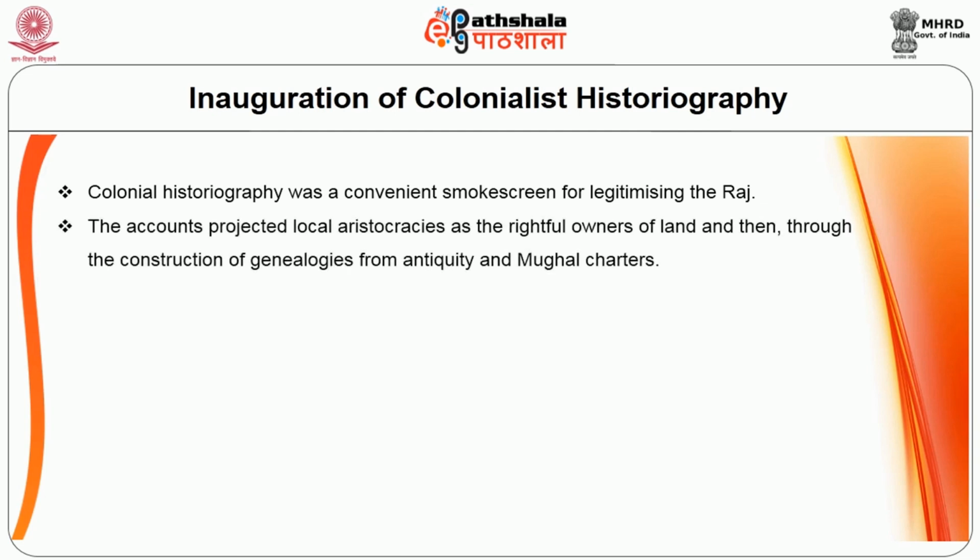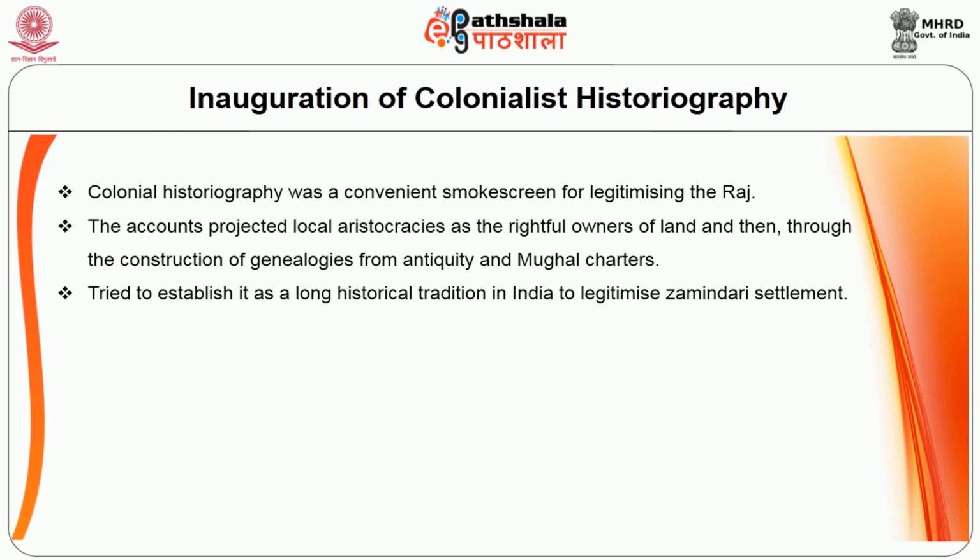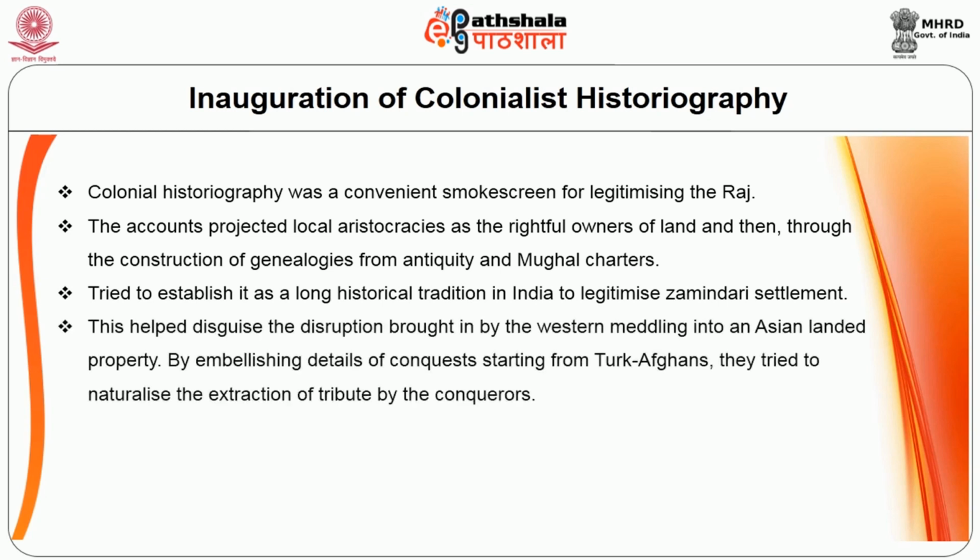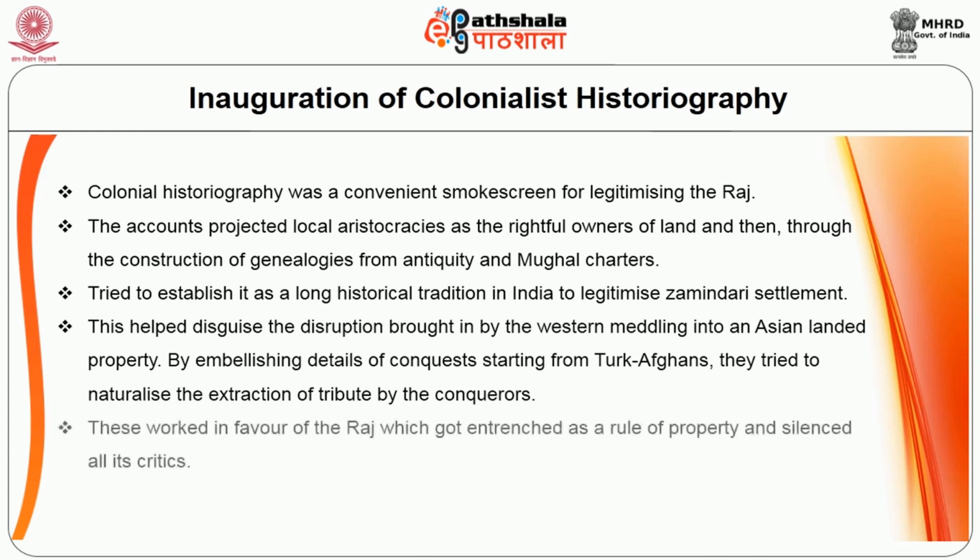The accounts projected local aristocracies as the rightful owners of land, and then, through the construction of genealogies from antiquity and Mughal charters, tried to establish this as a long historical tradition in India to legitimize the zamindari settlement. This helped disguise the disruption brought in by Western meddling into a nation's landed property. By embellishing details of conquests, starting from the Turk-Afghans, they tried to naturalize the extraction of tribute by the conquerors. Ultimately, these worked in favor of the Raj, which got entrenched as a rule on property and silenced all its critics.